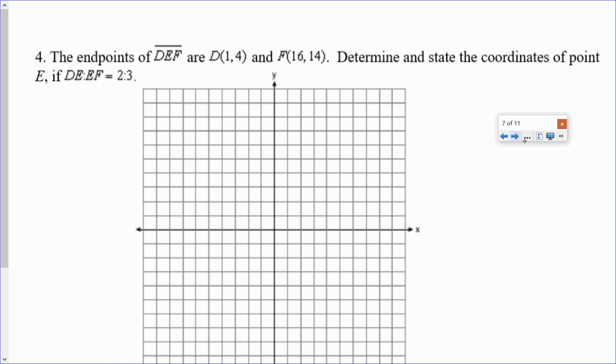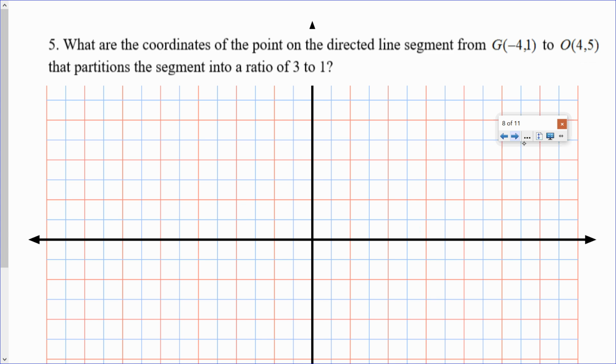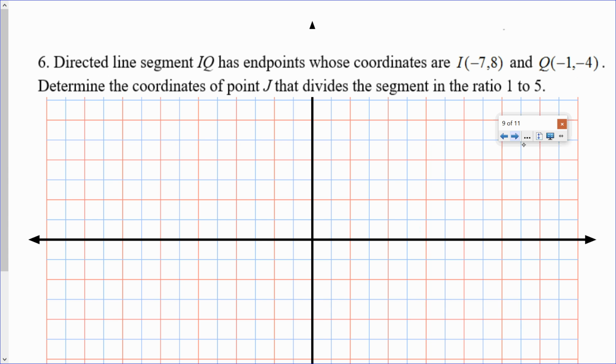So let's try number 6. I want you to try this completely on your own. So please pause, try number 6 on your own, and then unpause.